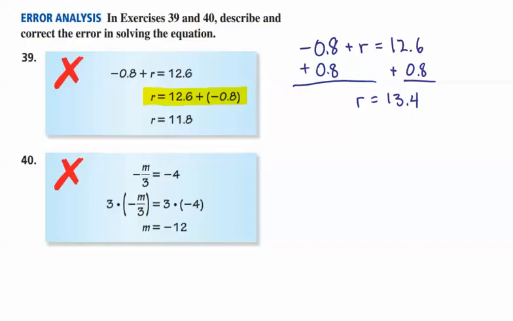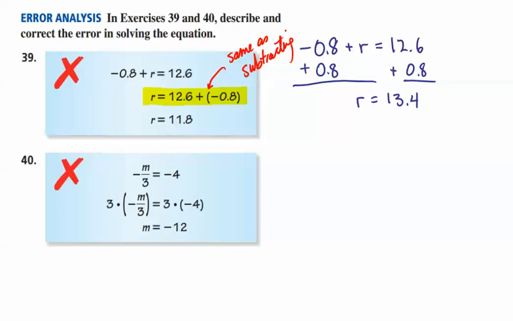They did it correctly on the left side because they ended up with r, but on the right side they added a negative, which we know is the same thing as subtracting, when we should have been adding. So they should have been adding, and instead they did something equivalent to subtracting 0.8 from the right side, whereas they added 0.8 to the left side. How do we know they added 0.8? Because the negative 0.8 went away. It zeroed out. The only way that could happen is if you added 0.8 on the left side.